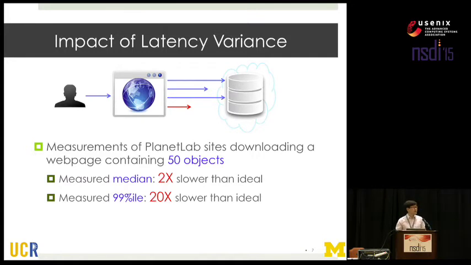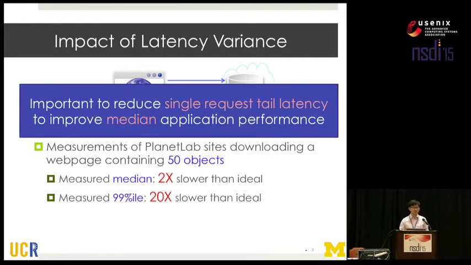So this shows that if we want to improve the median application performance, not only do we need a low median latency of single requests, it is also very important to reduce the tail latency of single requests. Now, hopefully you will agree with me that high tail latency is a problem. But how can we reduce high tail latency?